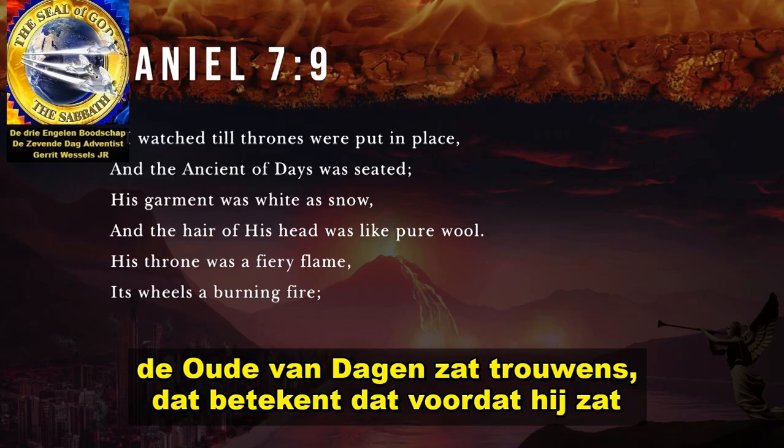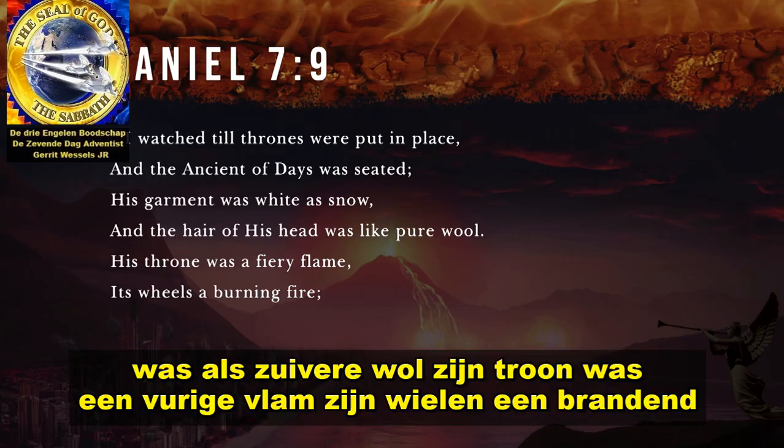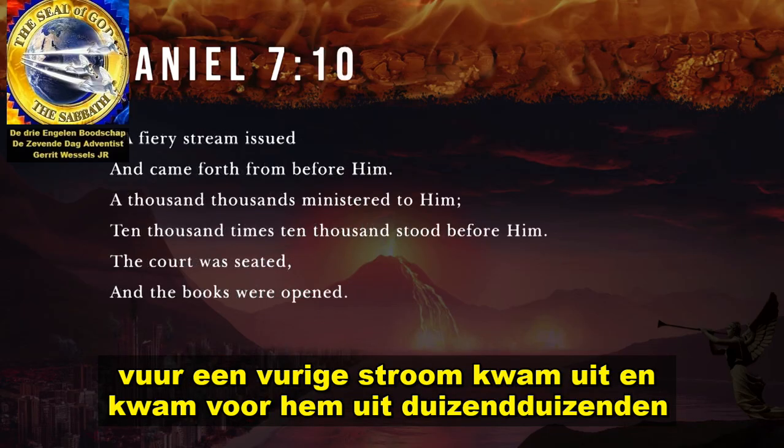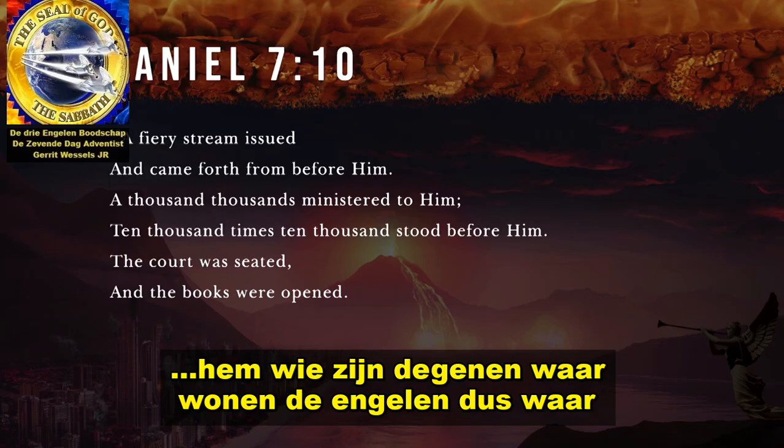By the way, that means that before he was seated, he was not seated there. His garment was white as snow, and the hair of his head was like pure wool. His throne was a fiery flame, its wheels a burning fire. A fiery stream issued and came forth from before him. 1,000 thousands ministered to him, and 10,000 times 10,000 stood before him.